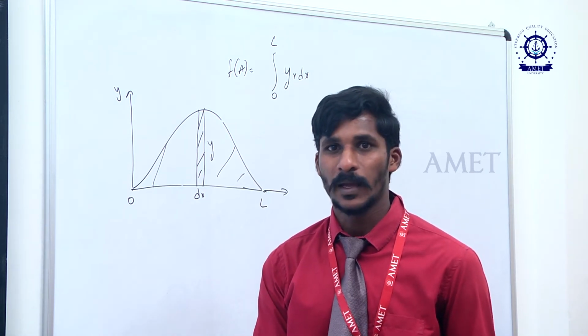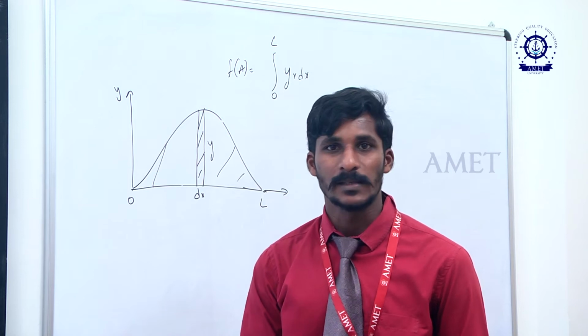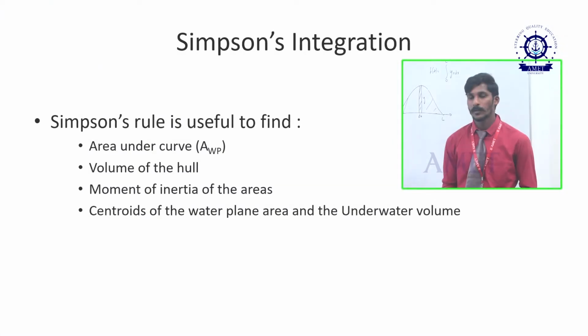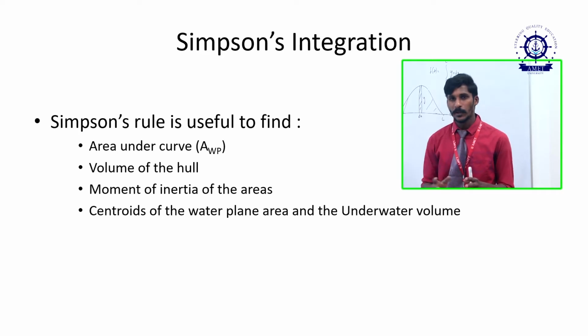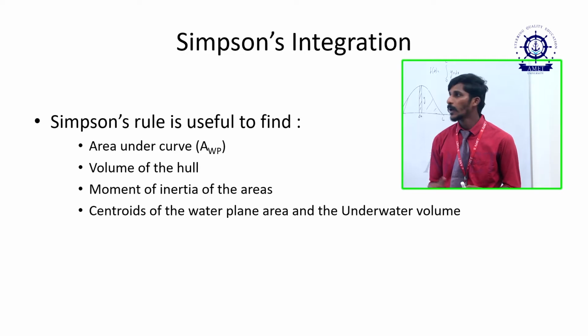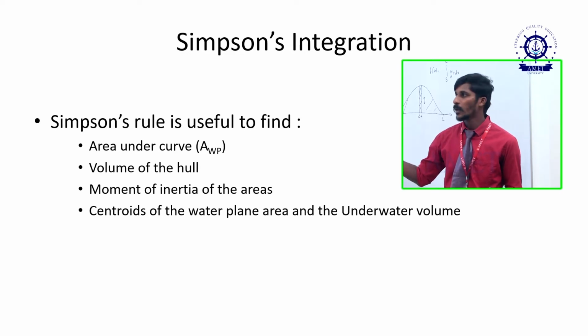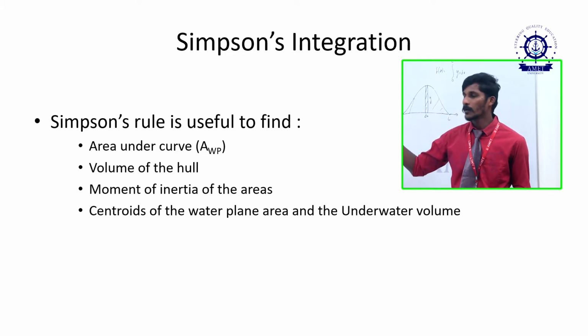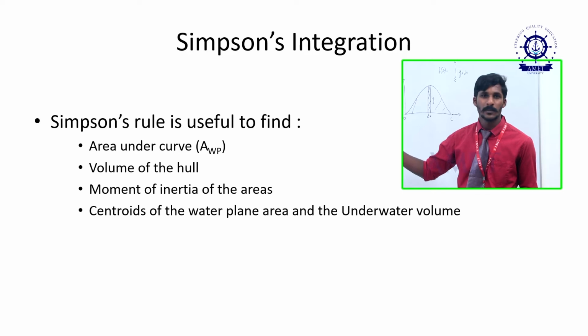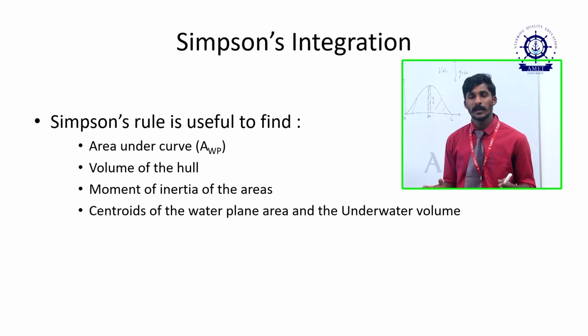Now we will see how Simpson integration is applied and how we are going to utilize it for naval architecture. Simpson integration is mainly utilized to find the area under the curve, and if you apply the Simpson rule, many major things can be found. Without knowing the area of the water plane, the volume, or the moment of inertia, we cannot determine anything in our naval architecture field. So the basic concept always lies around Simpson integration.